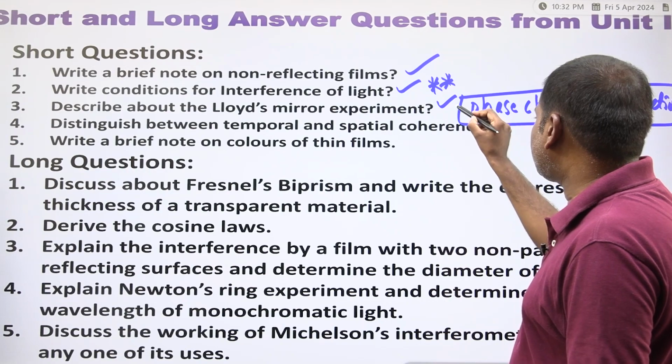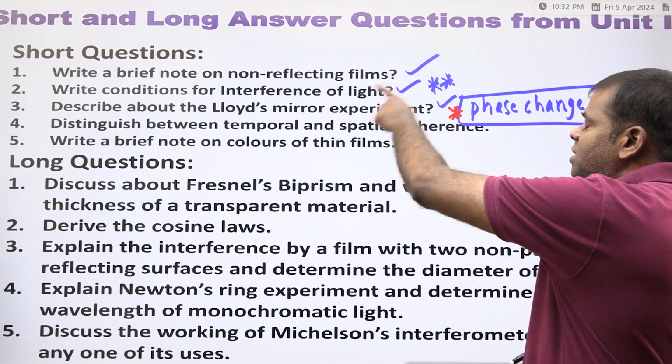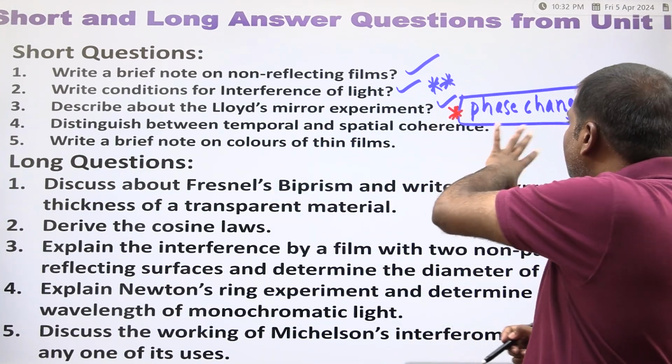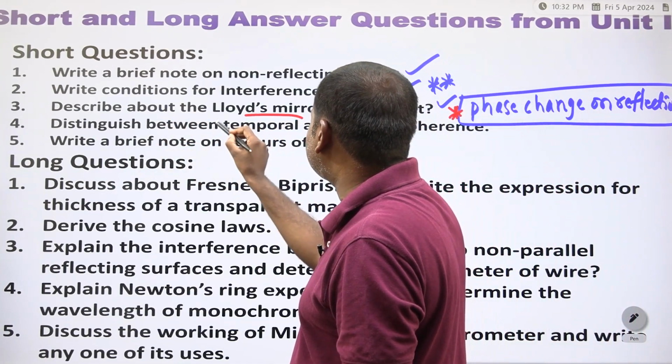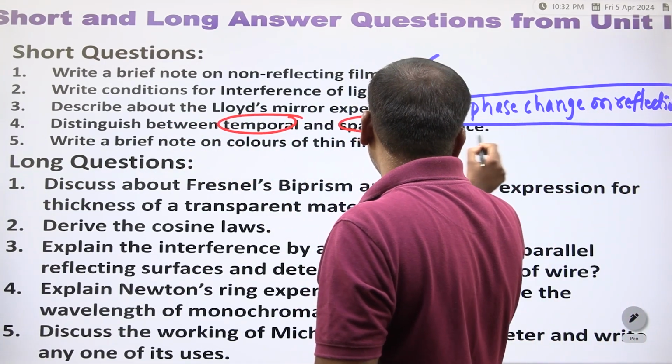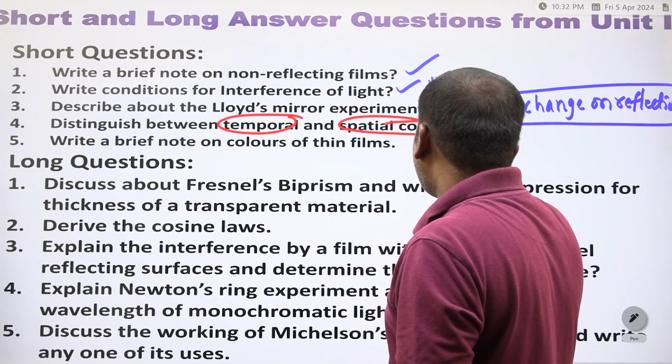You have to read this one also, because Lloyd single mirror experiment is based on this principle only. Distinguish between the temporal coherence and the spatial coherence. This is very important, right?